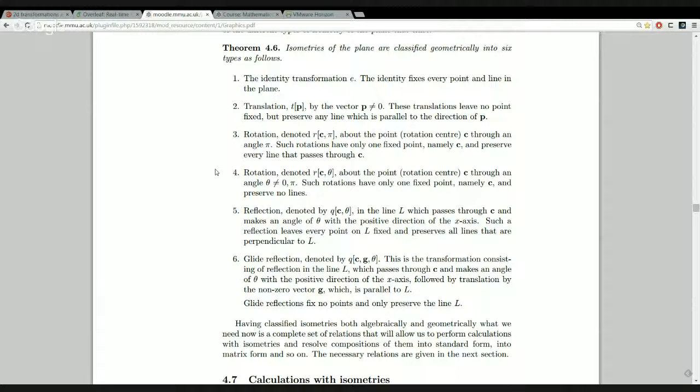So we had some trivial types, the identity. We had translations, rotations, reflections, and so-called glide reflections. Glide reflections are a composition of a reflection and a translation, where you reflect first in some line, and then you follow it by a translation parallel to the line that you reflected in.